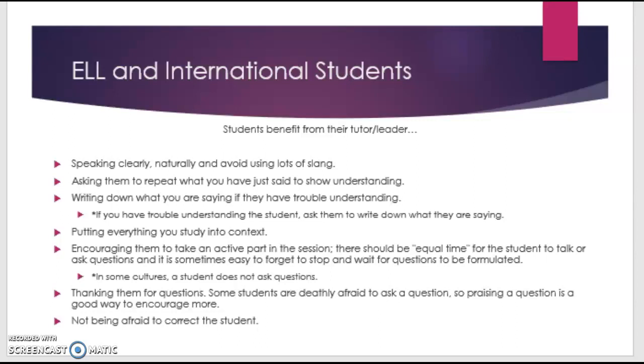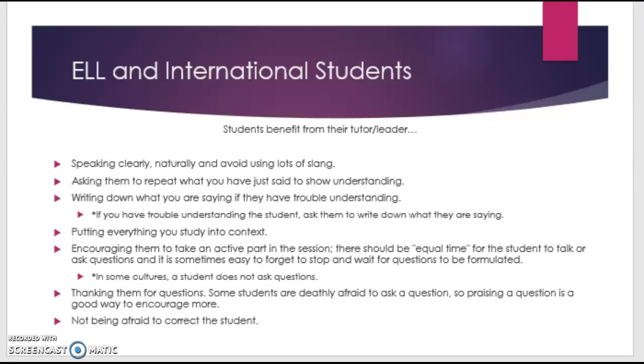What does it mean to put things that one studies in context? Does that mean using metaphors? Does it mean talking about it, how it connects to the larger world? It can mean both, and sometimes you might have to use both to ensure that your student truly gets it.